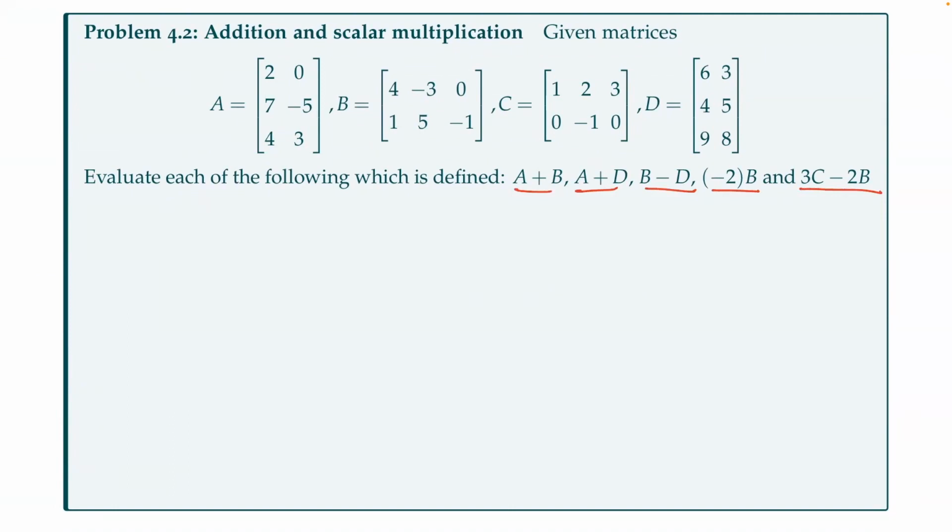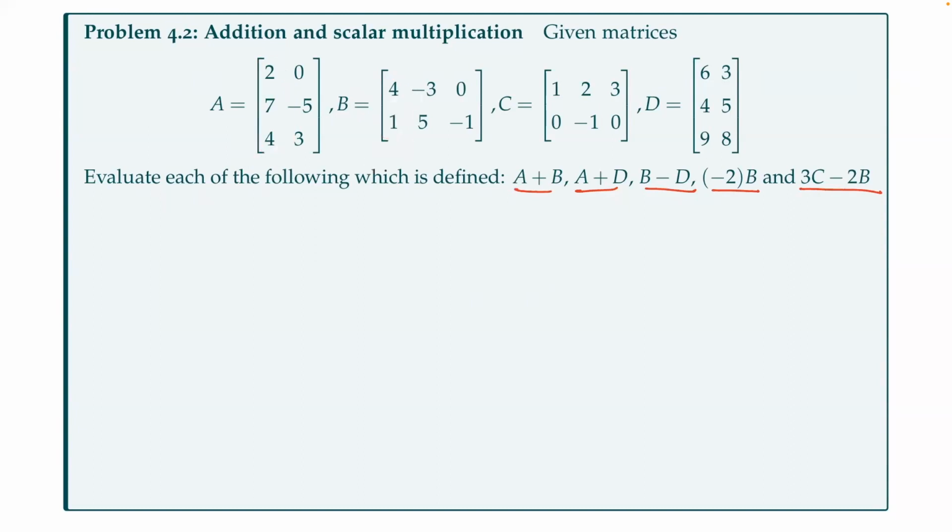So first of all, can you just shout out, is A plus B defined? No, okay, it's not defined because we need to add each of the components of A to the components of B. We've got 3 columns here, but we've only got 2 columns here. So when we get to this element here, there's nothing to add it to. Okay, so A plus B is not defined.